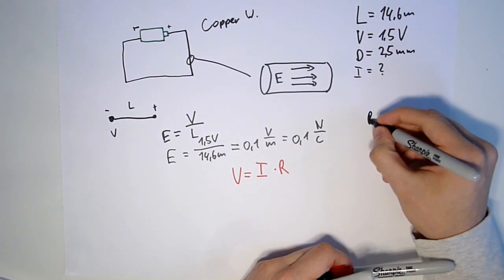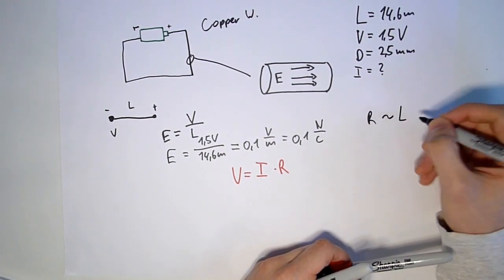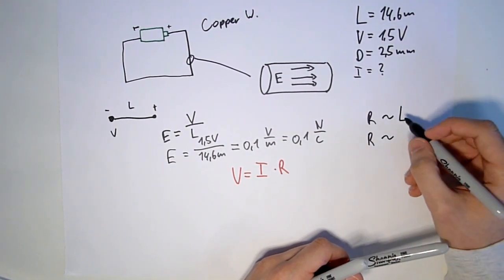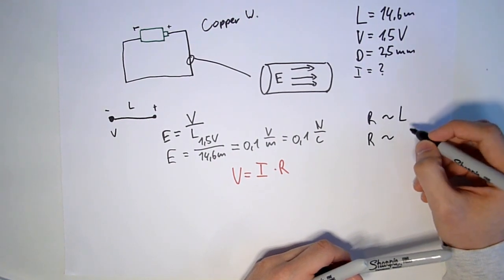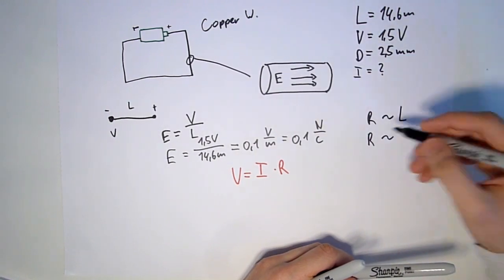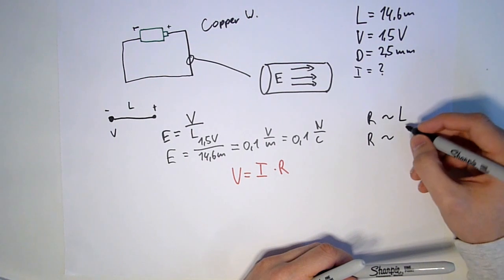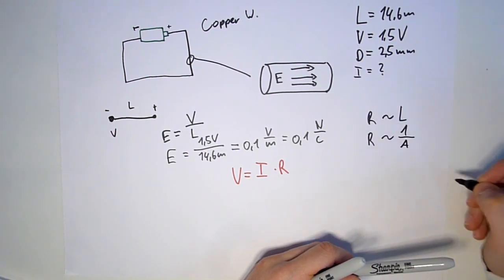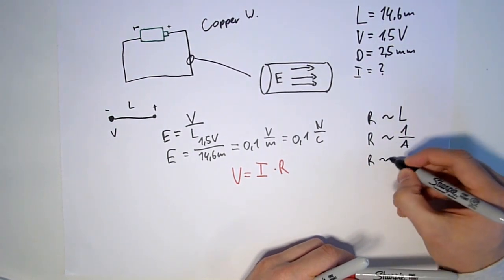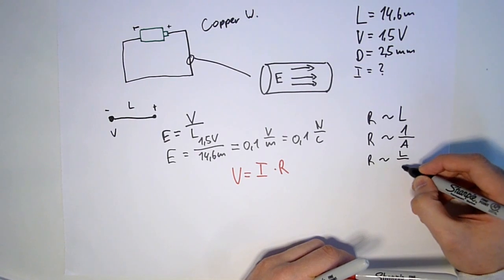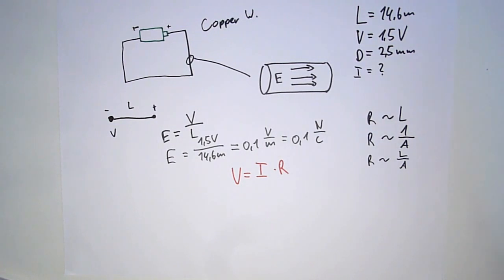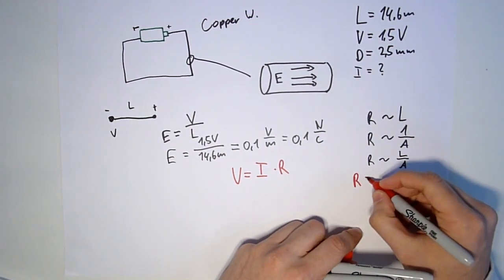We know that the resistance is proportional to the length, so the longer we go, the higher the resistance is going to get. We also know that the resistance is inversely proportional to the cross-sectional area of a wire. That means if we have a thicker wire, there's going to be less resistance. If we have a thinner wire, there's going to be higher resistance. So it's 1 over the cross-sectional area. We combine these two, we get proportional to length over the area. And to make this into an equal sign, we need a proportionality constant. That will give us an equation that looks like this.